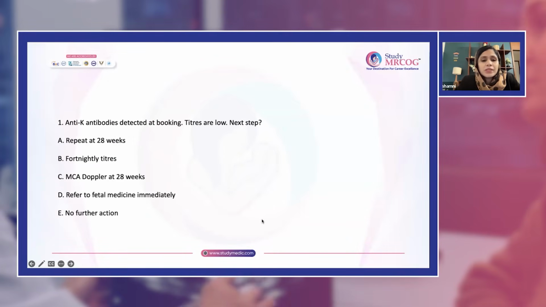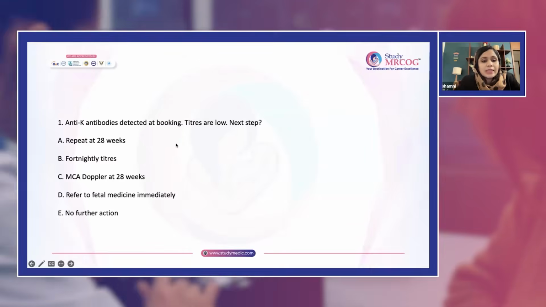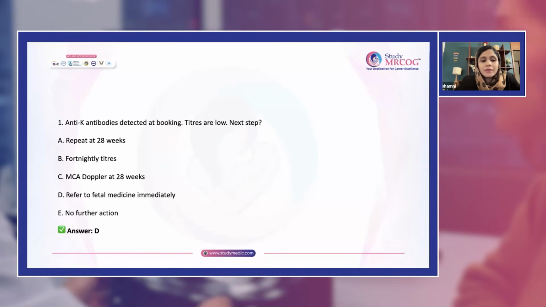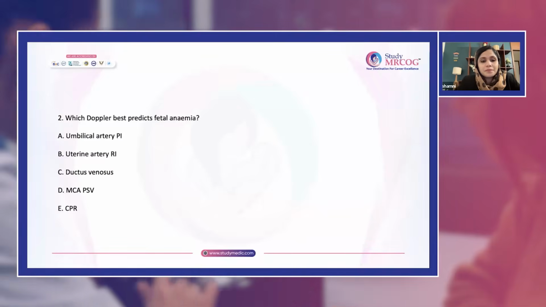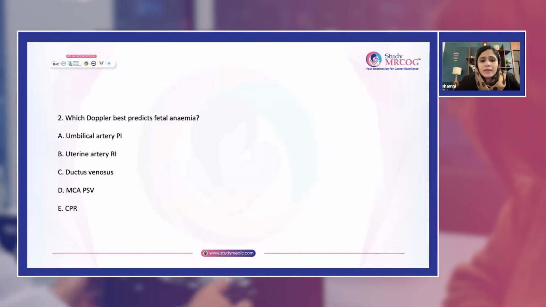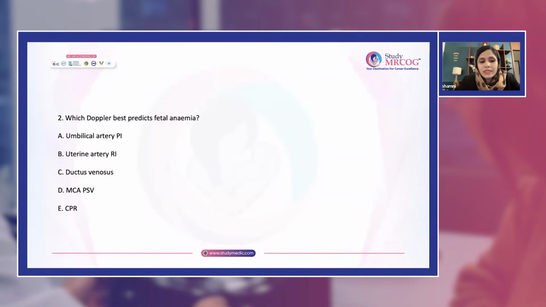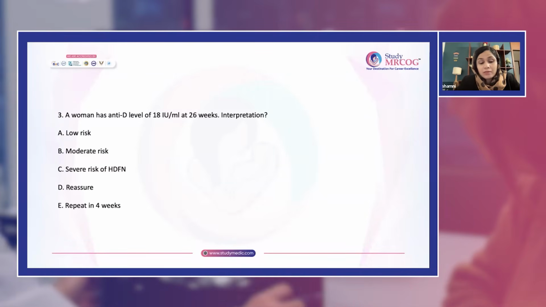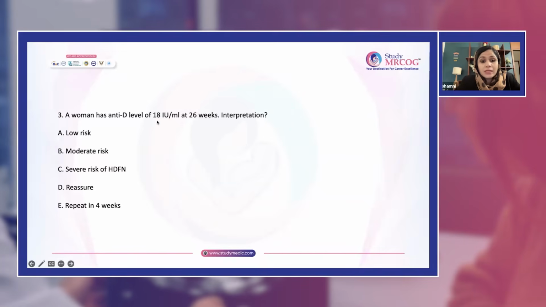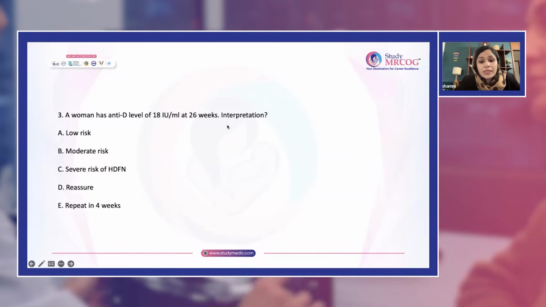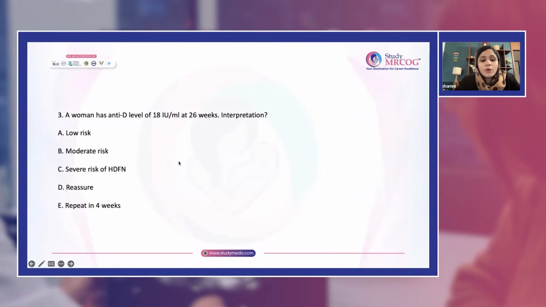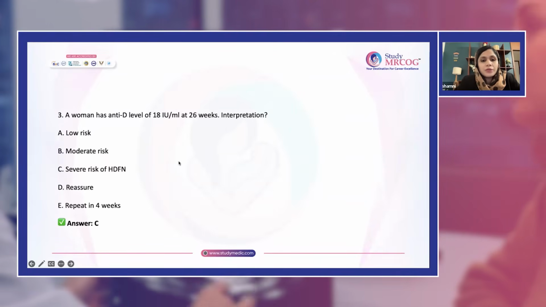Let's discuss some questions. Anti-K antibodies detected at booking, titers are very low. We have to refer to fetal medicine immediately. Which Doppler best predicts fetal anemia? We already discussed, MCA-PSV. A woman has anti-D of 18, so that means it is more. At 26 weeks, the interpretation is that it is severe, so the fetus is at high risk for hemolytic disease of newborn.